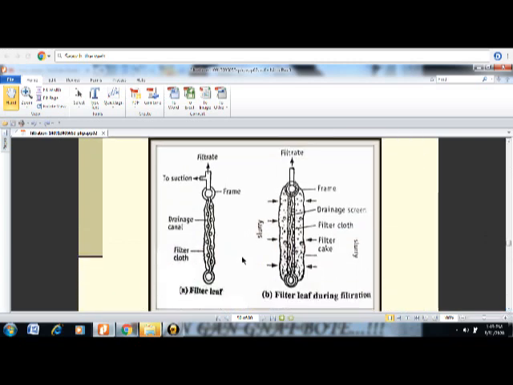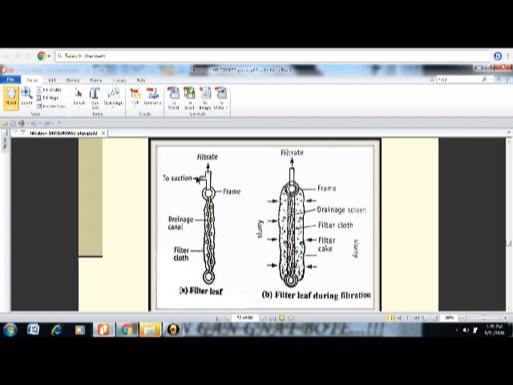Now see, this is a filter leaf. This is a frame. You can see this is a drainage rod, this circle and this circle. To this drainage rod, this outer lining, which is nothing but the filter cloth, is attached. And this drainage rod is attached to the suction. Suction means vacuum or pressure can be applied from this.